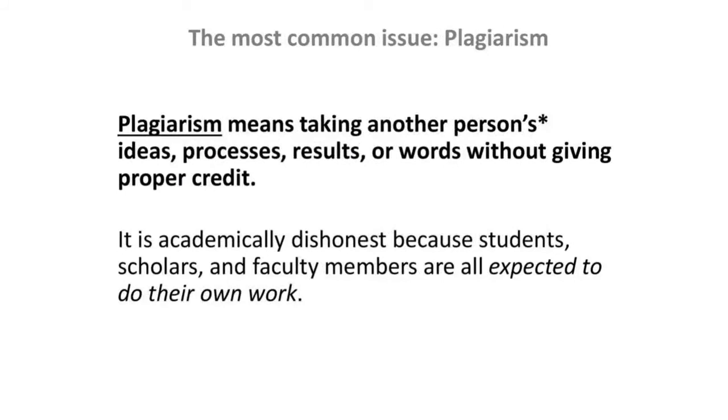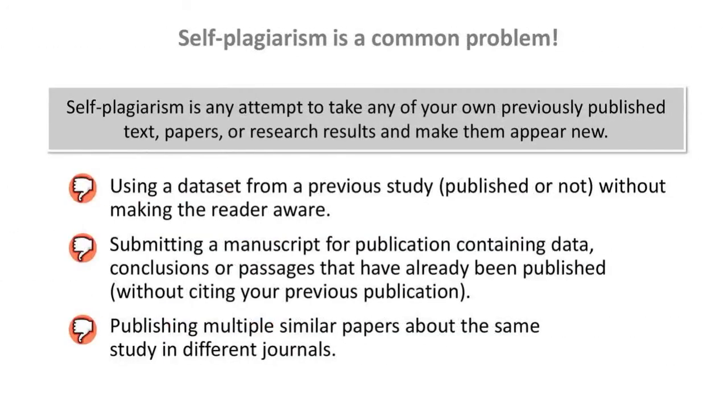The most common issue that we face internationally in terms of research and publication ethics is plagiarism. Of course it is. This means taking someone else's ideas, processes, results, or words without giving proper credit. Academically dishonest, of course, because everybody is expected to do their own work. But lots of people are unaware of some issues around plagiarism, in particular the issue of self-plagiarism. This happens a lot because people are simply unaware that they're not supposed to do it. This is where you take some of your own previously published text, maybe a paper, results, and make them appear new. So using a data set from a previous study, you have to make the reader aware.